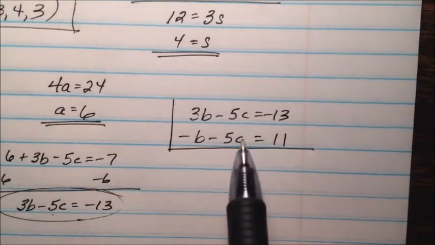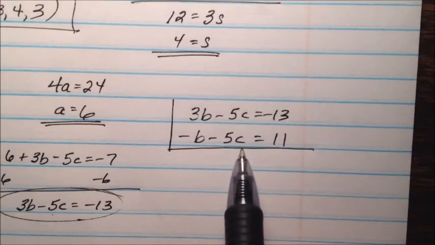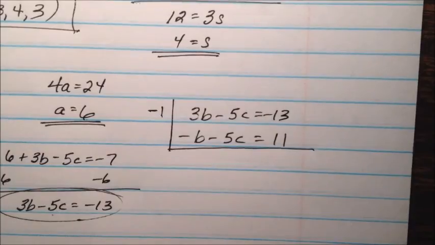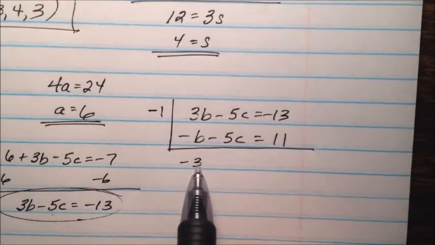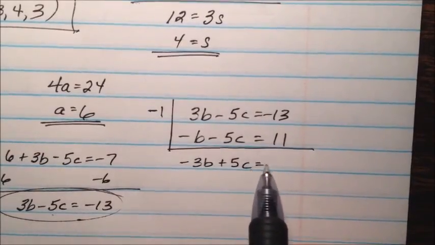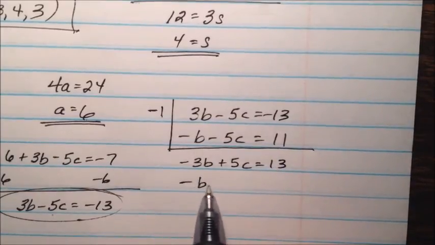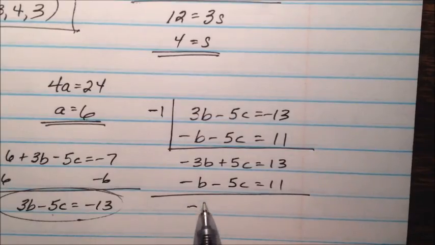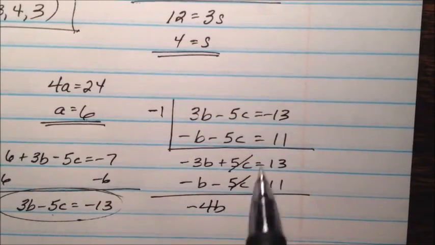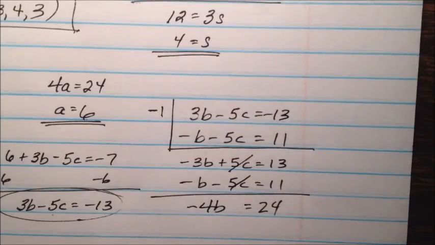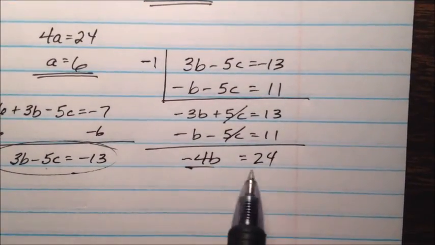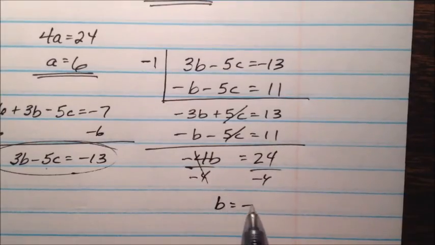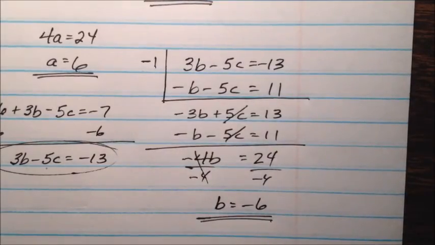It looks like in this case I could get rid of my C's pretty easy by just multiplying by a negative on one of these. So let's just multiply by a negative right there on the top one. So I get negative 3b plus 5c equals a positive 13. And then I'll go ahead and rewrite that second equation. When I add them up, it'll be negative 4b. My c's go away, and I get 24. So if I were to divide both by negative 4, b would equal negative 6.